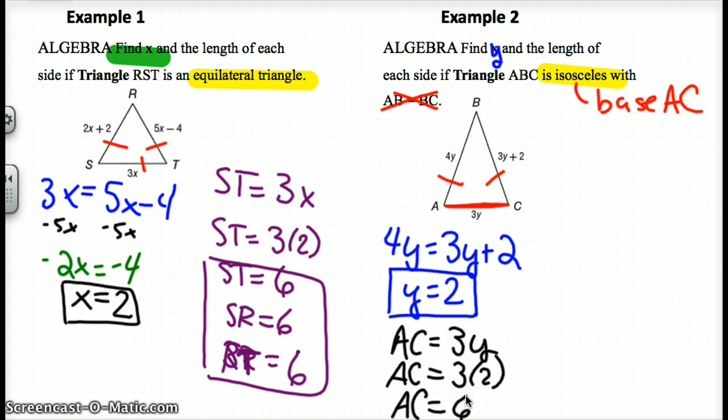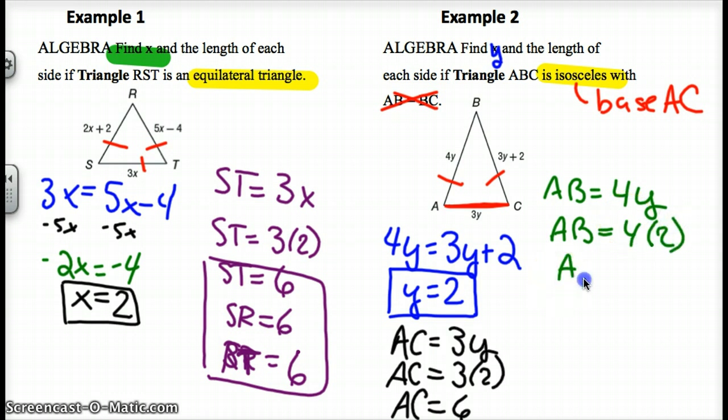That one is not equal to the other two. So at this point now, I need to go and find AB, which is 4y. AB is 4 times 2. AB is 8. Now, if you went and found BC and plugged it into the 3y plus 2 expression, that would have worked fine. I know those two are equal. They've told me that. So at this point, I can go ahead and write BC equals 8 as well.